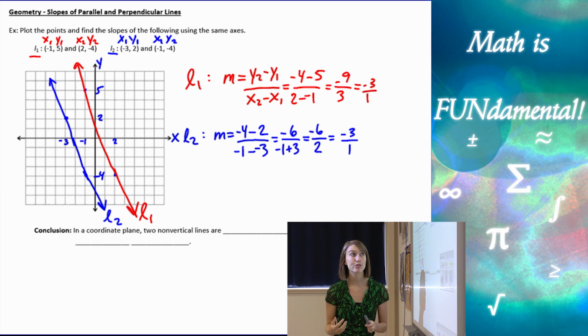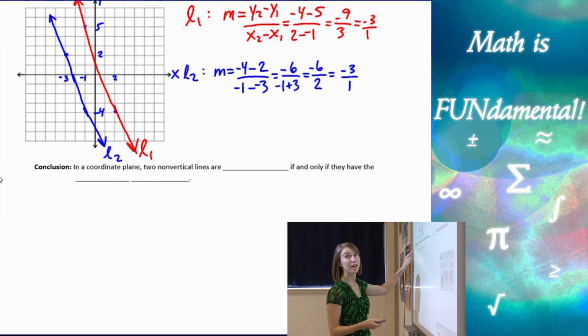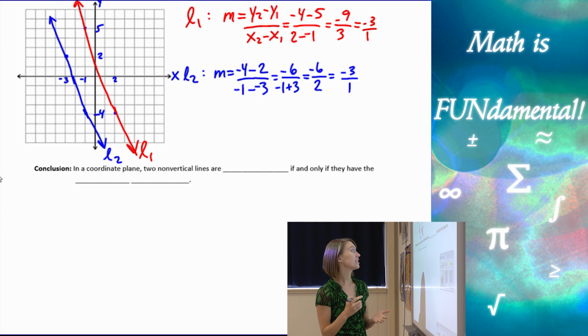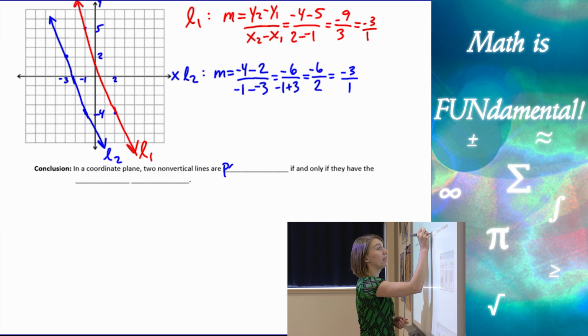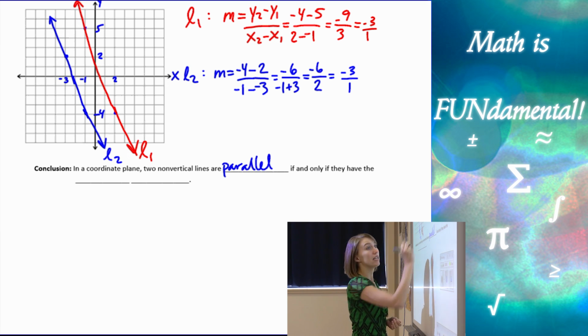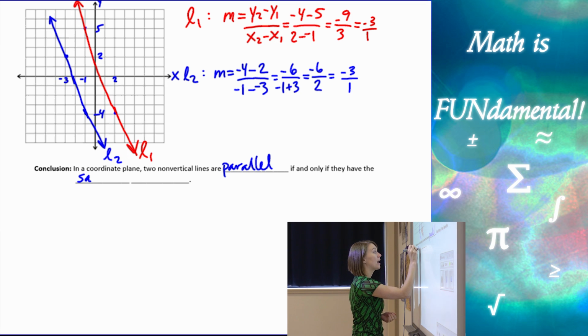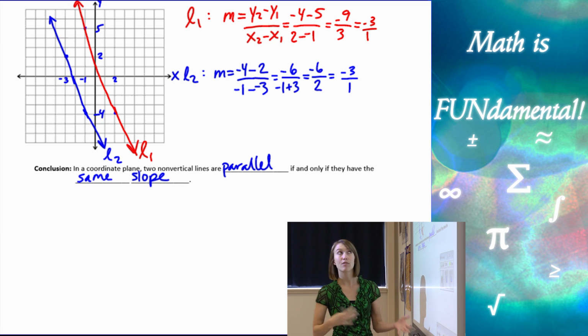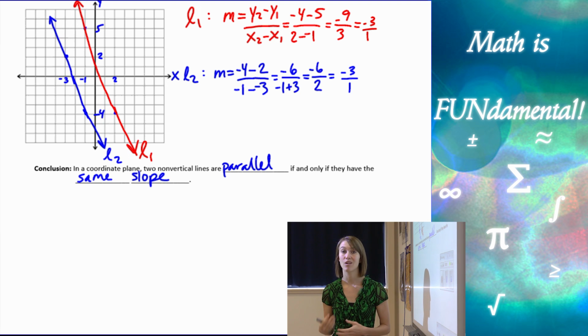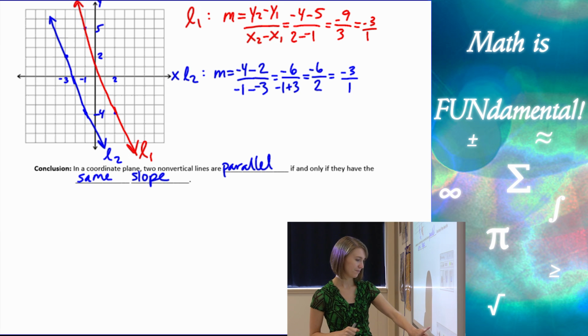Now, if you notice, those two slopes are the same, which makes those lines parallel. So our conclusion is that in a coordinate plane, two non-vertical lines are parallel if and only if they have the same slope. We can use that graphically if we find the slope. We can look at an equation and look at the slopes to see if they're parallel. We can use it lots of ways.